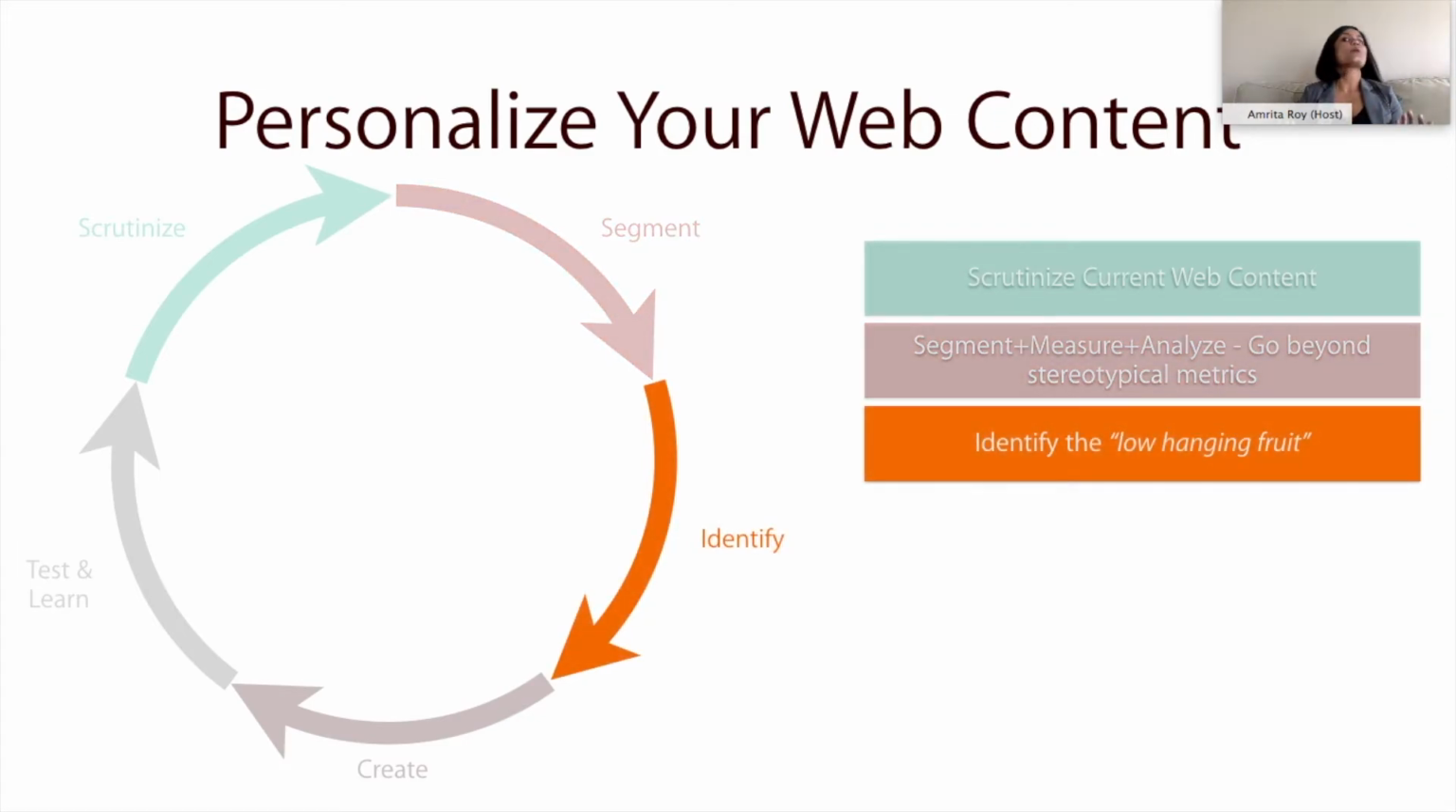Next, identify the low-hanging fruit. What do I mean by low-hanging fruit? It can be something as simple as a CTA or the website message. Some small tweaks in your CTA or website message based on the segment or industry that you're targeting can actually help you get much higher returns from a significant percentage.